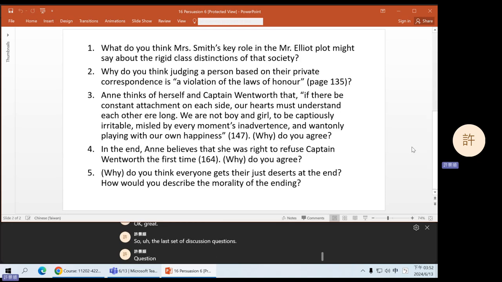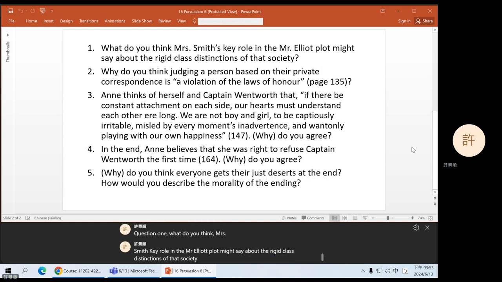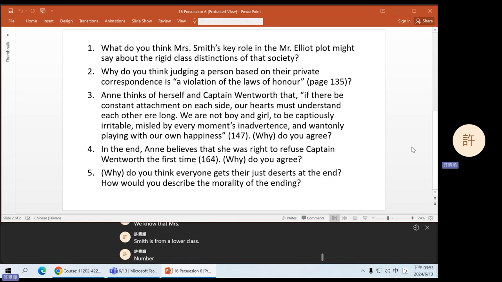So, the last set of discussion questions. Question one. What do you think Mrs. Smith's key role in the Mr. Elliot plot might say about the rigid class distinctions of that society? We know that Mrs. Smith is from a lower class. Number two, why do you think judging a person based on their private correspondence is a violation of the laws of honor? Correspondence here just means mail.